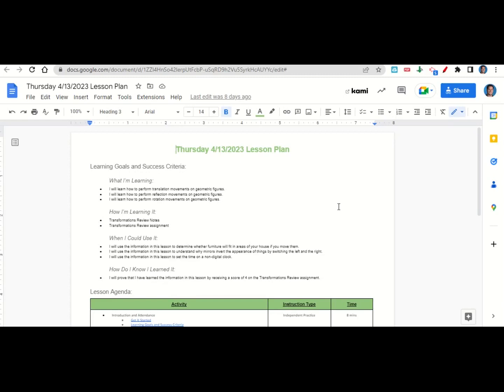First, what are we learning? We're learning how to perform translation movements on geometric figures, reflection movements on geometric figures, and rotation movements on geometric figures. How are we learning it? Through the Transformations Review notes and the Transformations Review assignment.